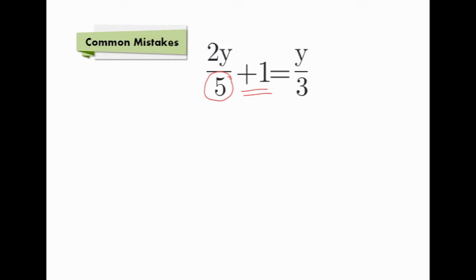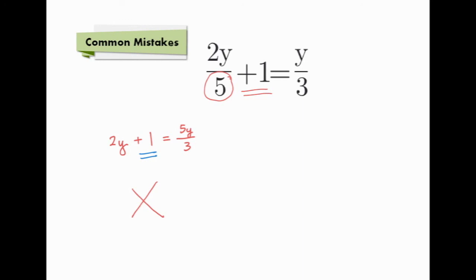Some students may just pick one term on each side to multiply by 5. Then they may write 2y, the 5 is cancelled, +1, keep it, equals 5y over 3. This +1 is wrong, because it isn't multiplied by 5. Such working steps are wrong.